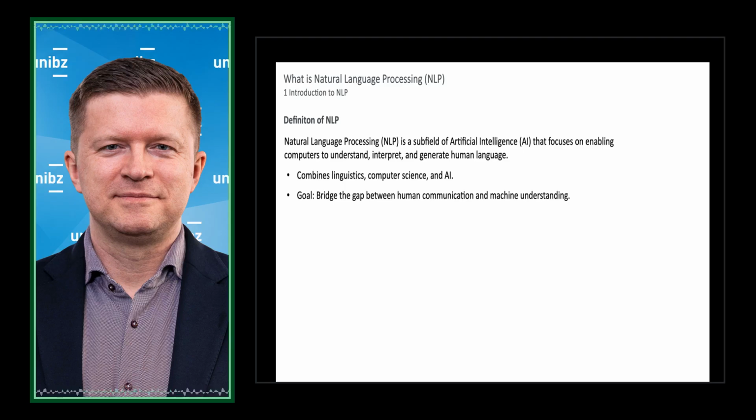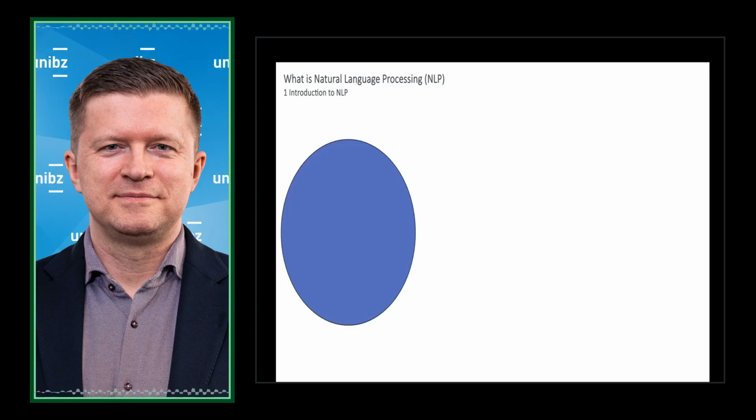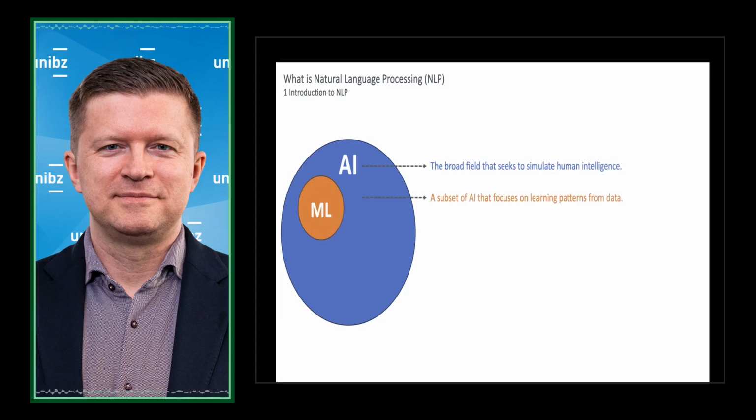All right. So to not mix things up, let's quickly see how NLP fits into the other AI definitions we just heard. First of all, we have AI, which is a broad field that seeks to simulate human intelligence. We then have machine learning, which I just mentioned, which is a subset of AI that focuses on learning patterns from data, like I just mentioned with fraud detection, for example. Then we have deep learning. Deep learning is a subset of machine learning, and it focuses on neural network architectures with multiple layers. That's why it's called deep, because it has multiple layers.